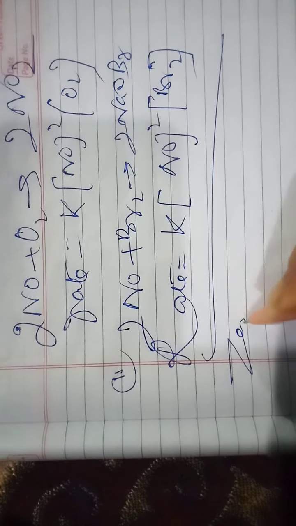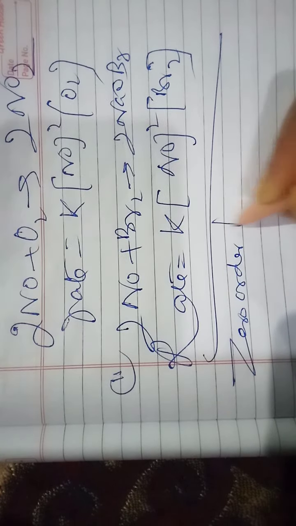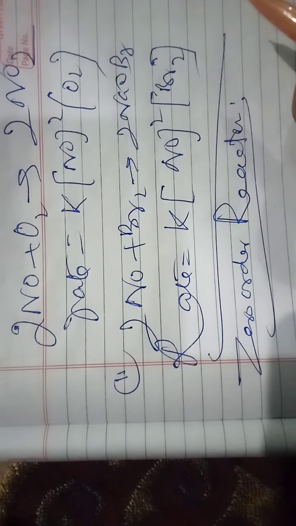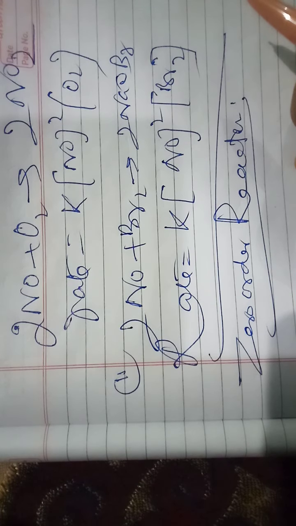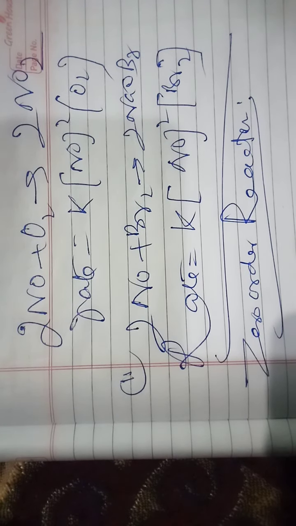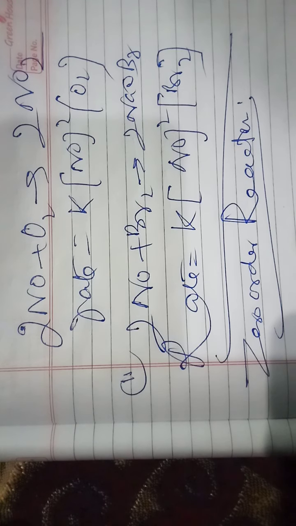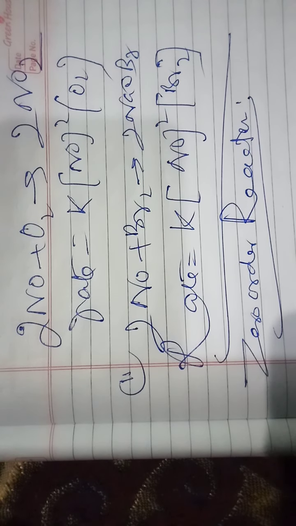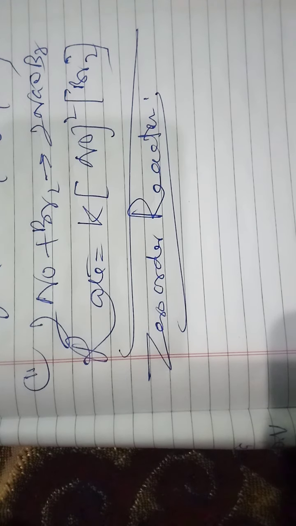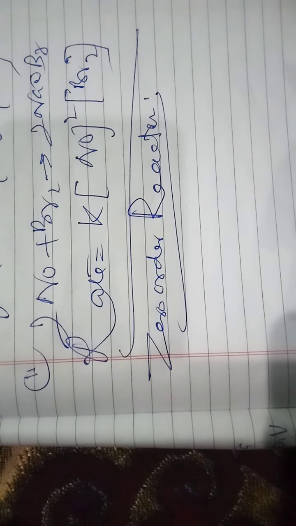Now is zero order reaction, important questions. A zero order reaction indicates that the reaction rate is independent of the concentration of the reacting species. These reactions are mostly of heterogeneous nature, carried on the catalyst surface. So reactions which are independent of the concentration of the reacting species are zero order reactions, and these reactions mostly are heterogeneous and are carried on the catalyst surface.